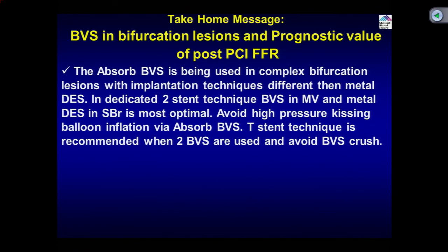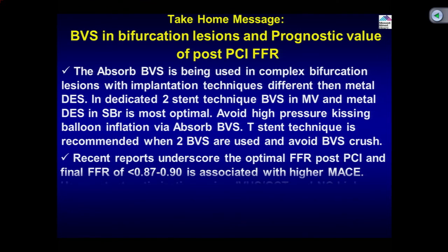The absorbable BVS is being used in complex bifurcation lesions with an implantation technique different from metal DES. In the dedicated two-stent technique, BVS in the main vessel and metal DES in the side branch, like in this case we did, is most optimal. Avoid high pressure kissing balloon inflation via the BVS. The T-stent technique is recommended when two BVS are used, and avoid BVS crush, because you can imagine how big the metal will be, or the plastic material will be. Plastic bricks, yes, if you do a crush. So two BVS are okay if you are doing a T-stent technique. Everything else, in my opinion, use a metal DES for the side branch.